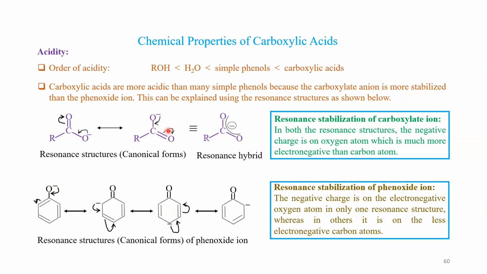Since carboxylate anion is more stable, it can form more easily. So carboxylic acid is a stronger acid than phenol.